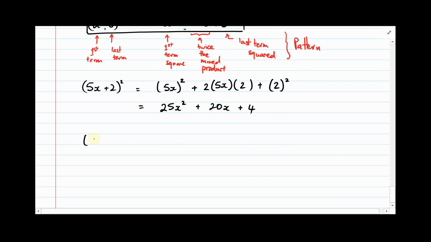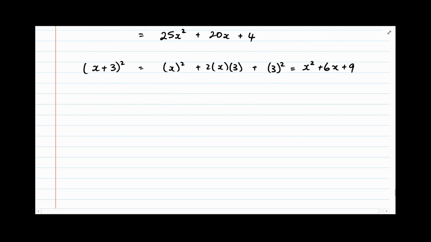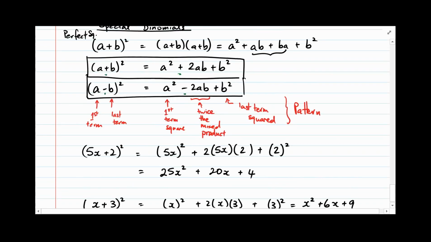Right? So bear that in mind. So if I end up having, say, x plus 3 all squared. Same idea. First term squared, 2 times the mixed product, and the last term squared. What is that? That's x squared plus 6x plus 9. All right, so that takes care of the first set.